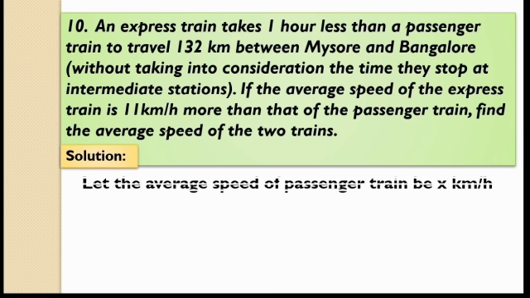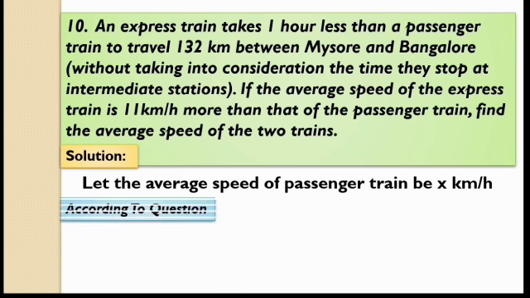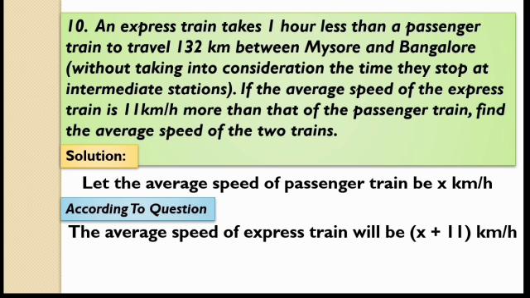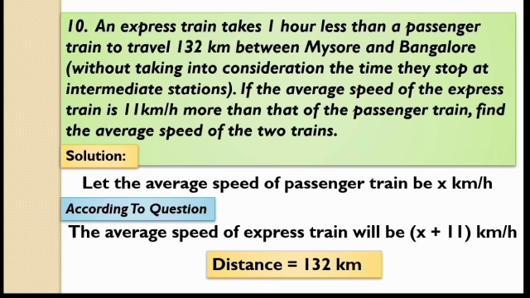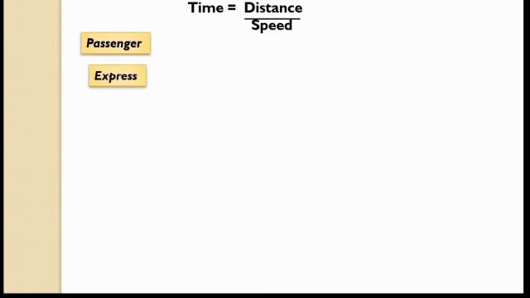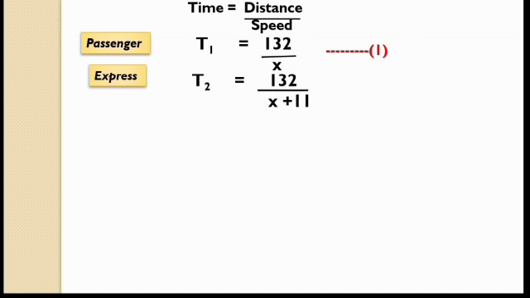So let's suppose the average speed of the passenger train be x km per hour, and according to the question, the average speed of the express train will be more by 11. It means x plus 11 km per hour. Distance is given here, 132 km. And we know time equals distance upon speed. So for the passenger train, time t1 equals 132 by x. And for the express train, time t2 will equal 132 upon x plus 11.